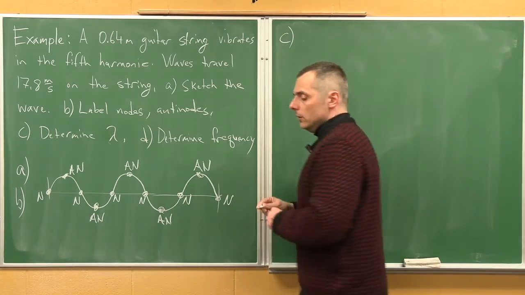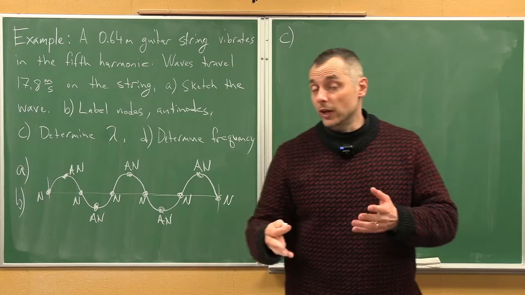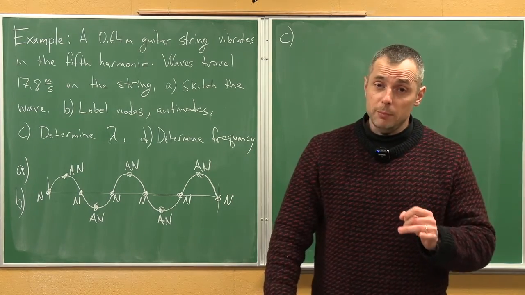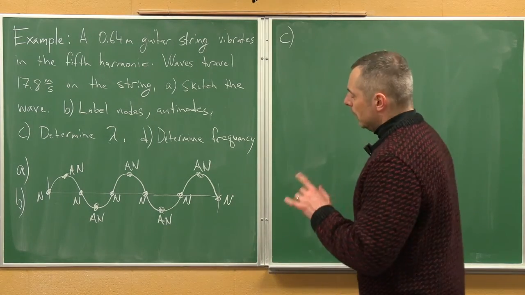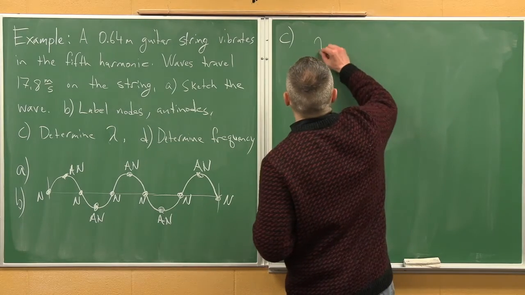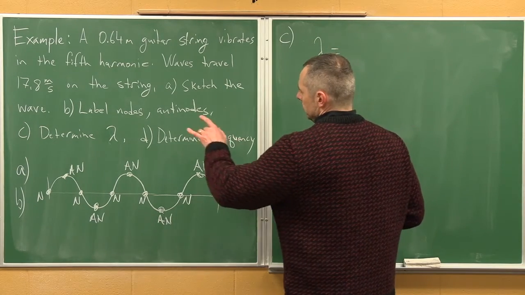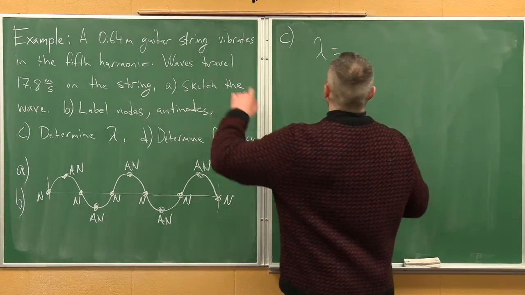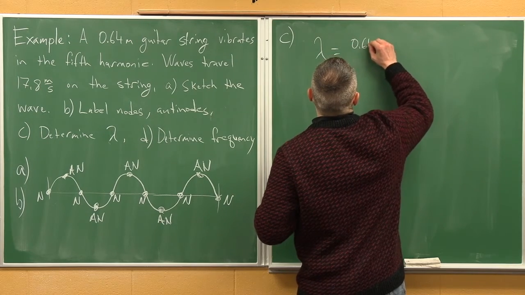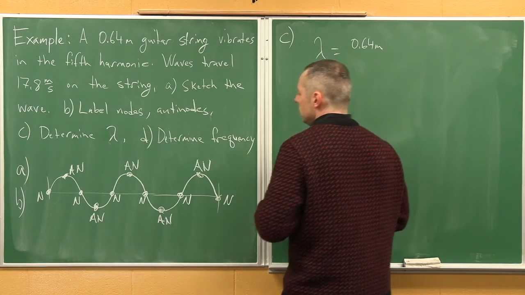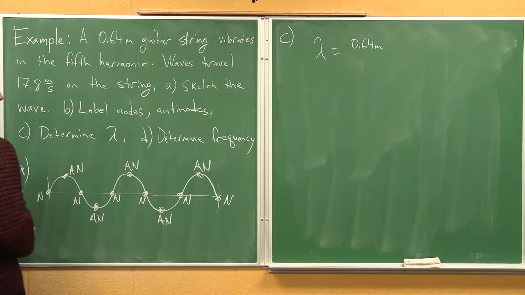Again, on the Regents, you don't get your notebook, and it's not in a reference table. So what if this came up on the Regents? What you could do is what I did before. You could say the wavelength is equal to the length of the string, which is 0.64 meters. And then what I'm going to do is find the length of one of these segments.